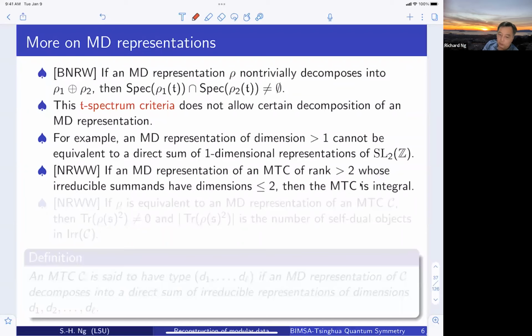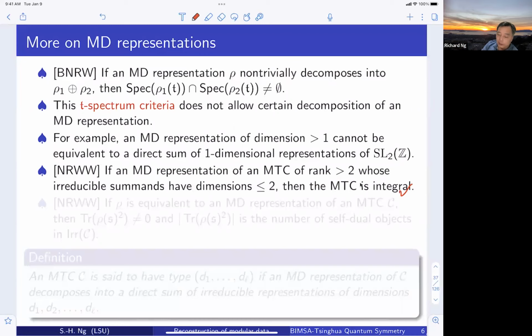The other one is also developed in the paper by myself, Eric Rowell, Zhenghan Wang, and Xiao-Gang Wang. Basically, if you start with an MTC representation, the decomposition could tell something about the underlying tensor category. So if an MTC representation of an MTC C of rank bigger than 2, where 2 is the borderline, has irreducible summands that all have dimension less than or equal to 2, that means I just have dimension 1 or 2 put together, then this MTC C is bound to be integral. If you randomly put some 2 and 1 dimensional representations together, I cannot tell what they are; it may not even be realizable. But if you start the other way around, with an MTC representation of dimension bigger than 2, decompose it, and find that all the irreducible summands can only be of dimension 1 or 2, then this MTC is bound to be integral.